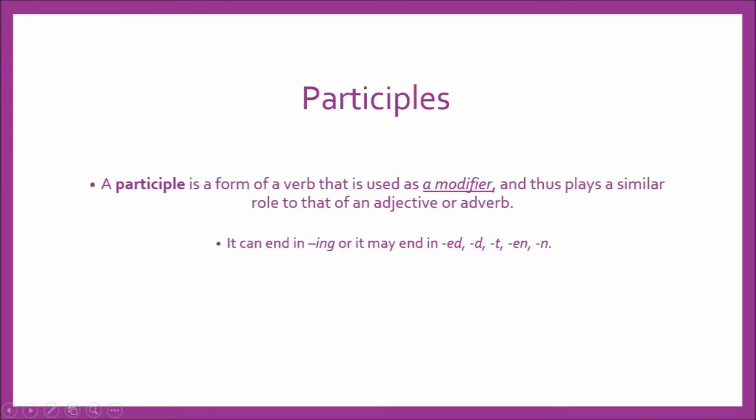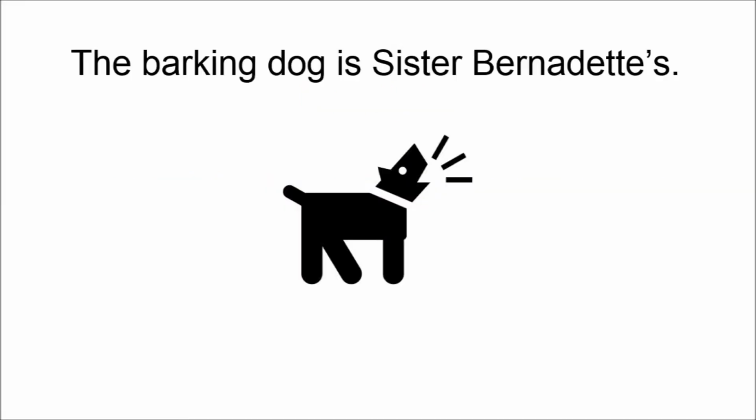Now, a participle is a form of a verb that is used as a modifier, and thus it plays a similar role to that of an adjective or adverb. It may end in ing like a gerund, or it may have a different ending. For example, the barking dog is Sister Bernadette's. Here, your noun is dog. It's also the subject. Barking describes the dog, so it's the modifier.